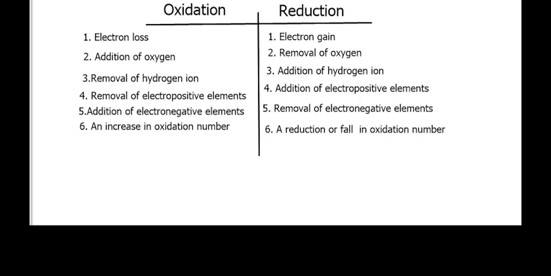So let's begin. A redox reaction is a reaction in which oxidation and reduction occur at the same time. Oxidation is simply a loss of electrons, addition of oxygen, removal of hydrogen ions, removal of electropositive elements, the addition of electronegative elements, or an increase in oxidation number.